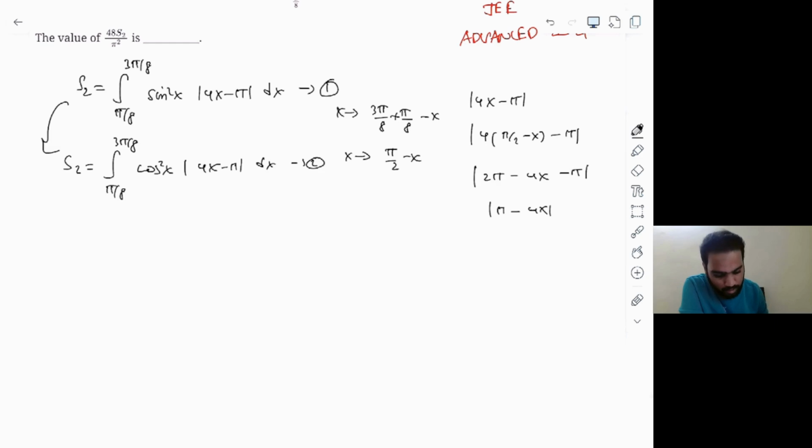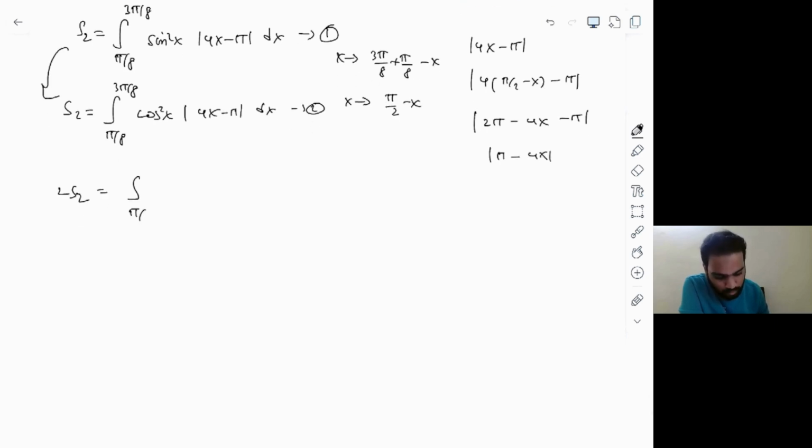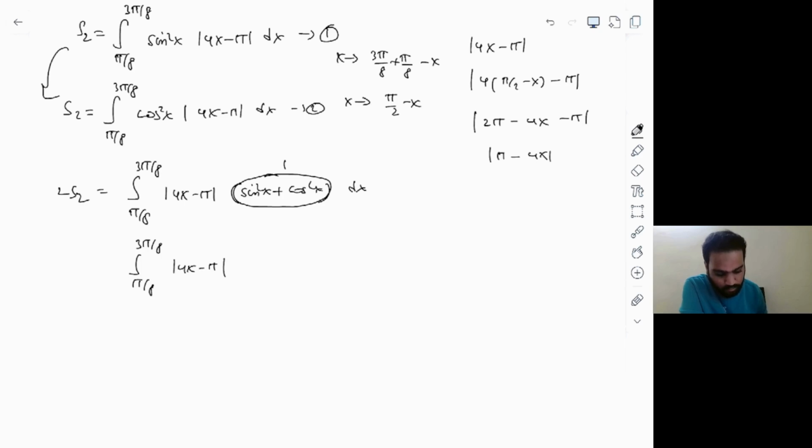So once again, let's add these two. So you get 2 times S2 is equal to the integral from pi by 8 to 3 pi by 8 of modulus of 4x minus pi multiplied by, again, sine square x plus cos square x of dx. But we know that sine square x plus cos square x is only 1. So the simple integration which is remaining is the integral from pi by 8 to 3 pi by 8 of modulus of 4x minus pi. Okay, so this is your required value.